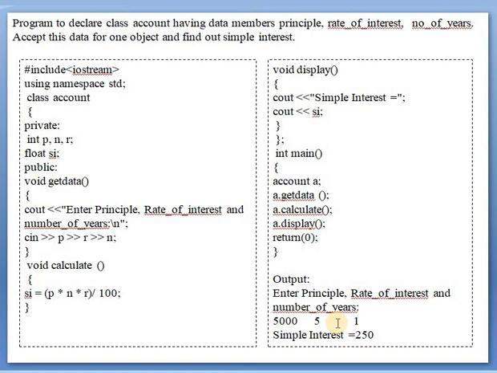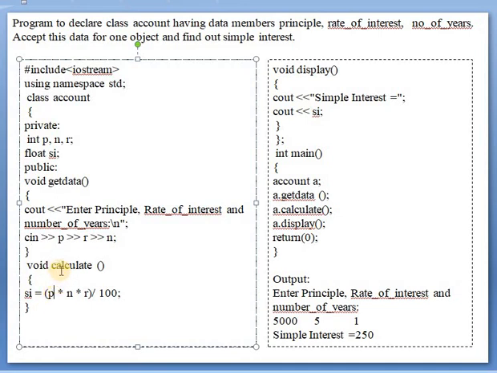So here class account, account is the class name, and the private members are integers, that is P for principal, N for number of years, and R for rate of interest. Now float SI, because we have to calculate the simple interest. Now public void getdata. This function is used to get the data from the user. So cout enter principal, rate of interest and number of years. Here we are taking the input using cin for principal, rate of interest and number of years.